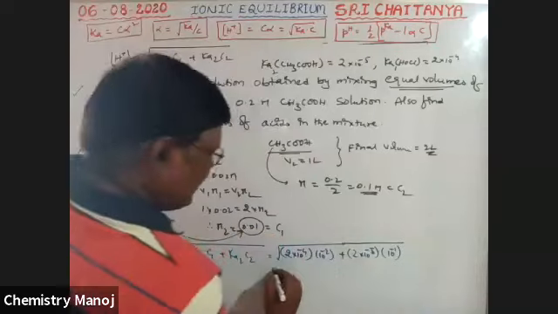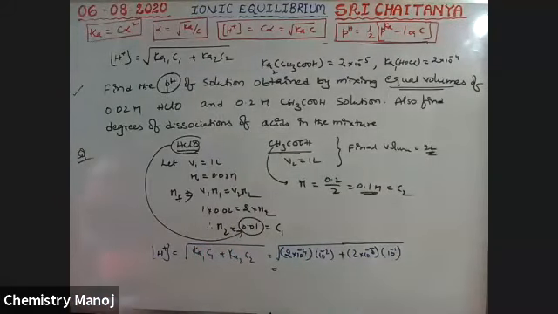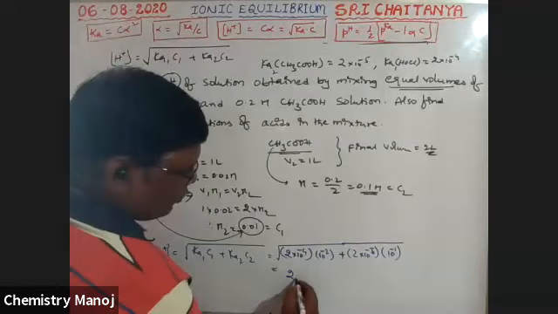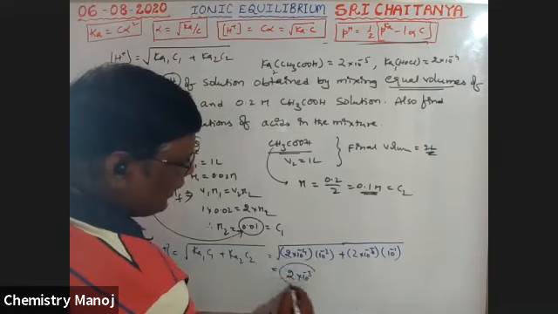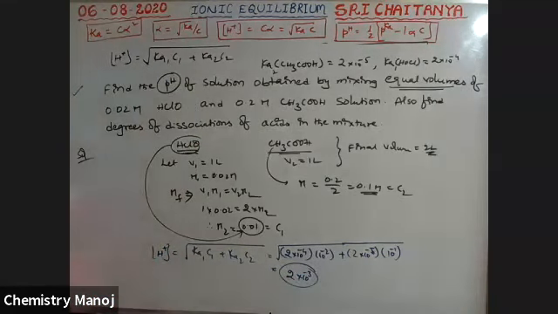Tell me, how much is this value? This is the H plus concentration. So the final answer is 2 into 10 power minus 3. Please solve it yourself: 2 into 10 power minus 3. Yes, therefore this is the H plus concentration.